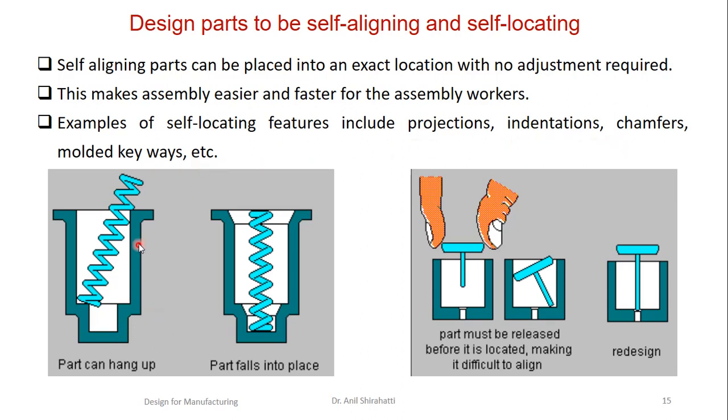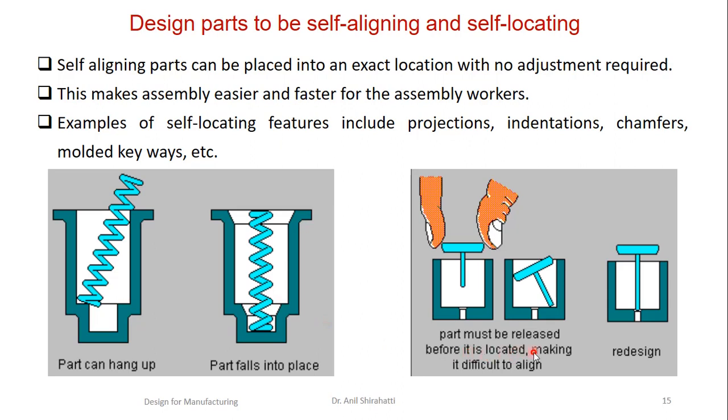So let's see the first example. Here parts can hang up. This is a simple part, and what I'm doing is putting a spring here. You can see the spring can get stuck here. So a simple chamfer at this place, when you put the spring, it simply comes and sits in this location. So a simple chamfer will solve all the issues of self-alignment.